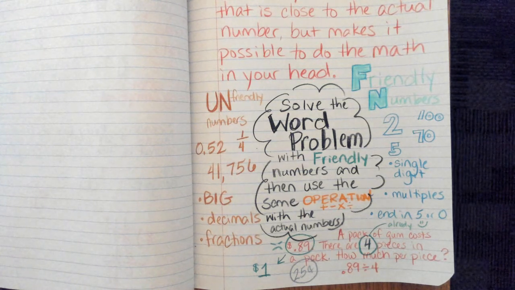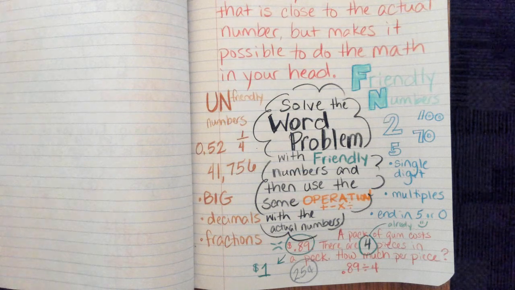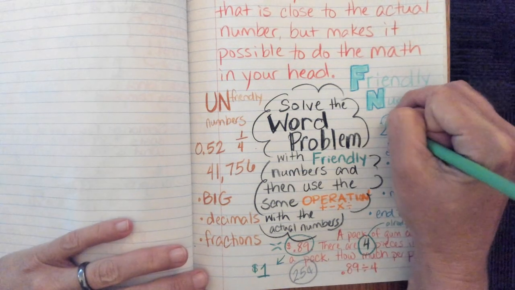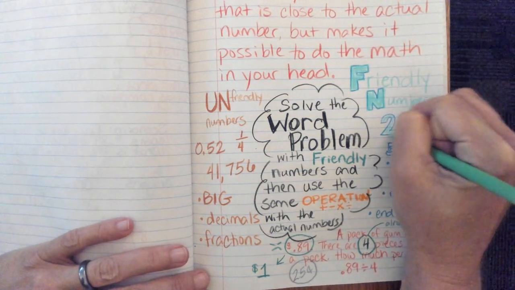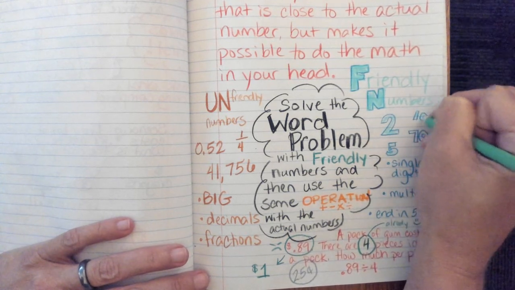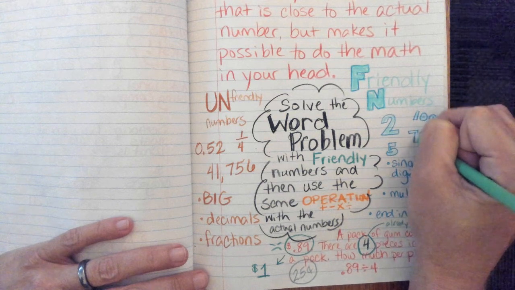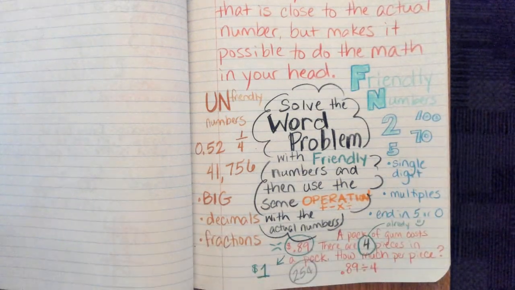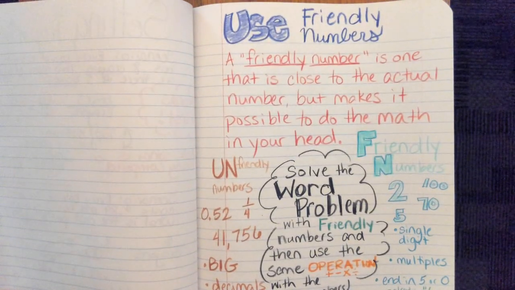So you solve the word problem with a friendly number in your head, because friendly numbers make it so you can do the math in your head. And then you figure out, well, I used addition for this, or I used subtraction, or multiplication or division for this. And then you figure out what your real number sentence is going to be. And that is how you use friendly numbers.